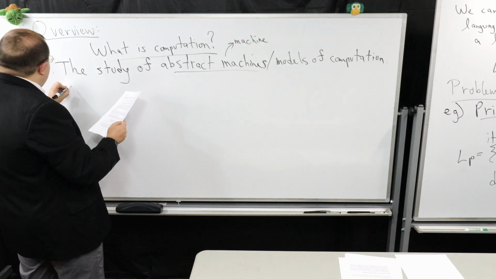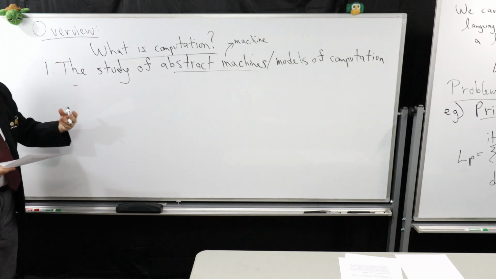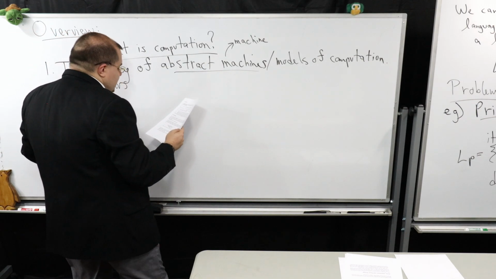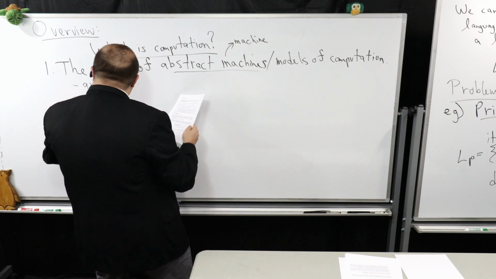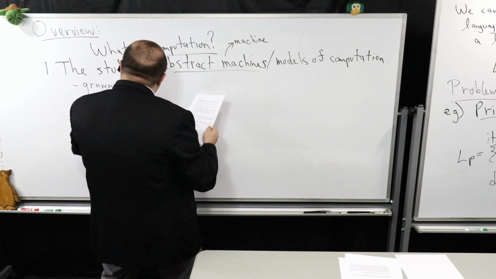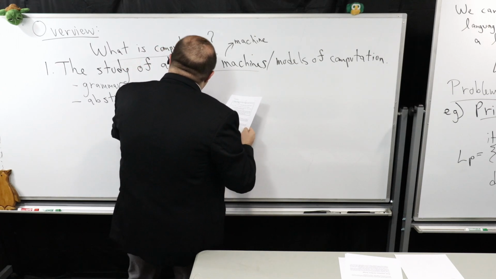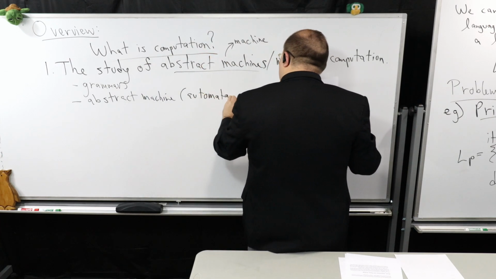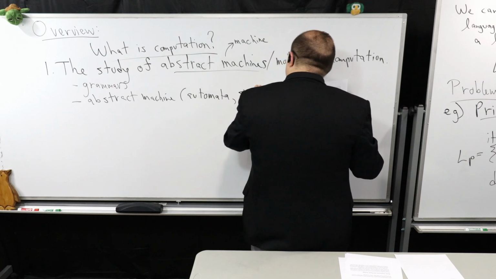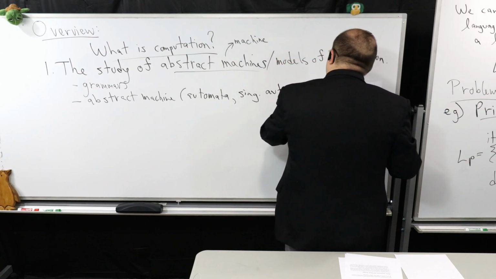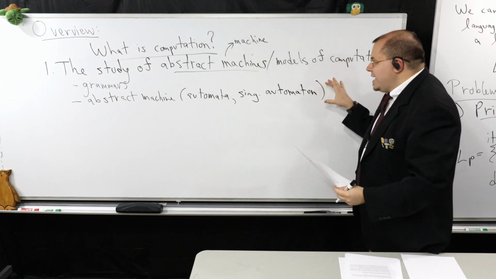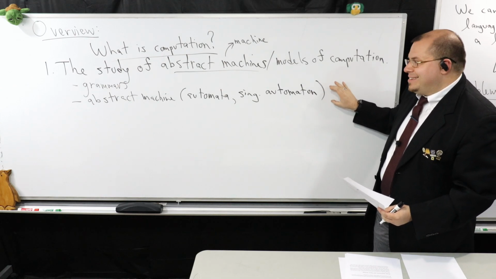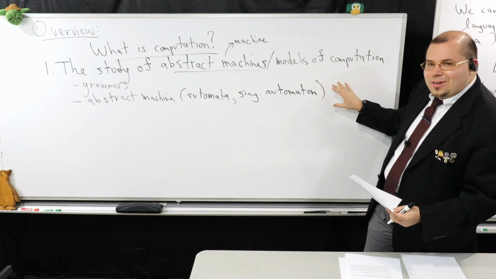So just a couple of examples of types of models we're going to be looking at are so-called grammars. We'll talk about grammars in this class. We'll also talk about these abstract machines, which I'll refer to quite often as automata. Automata is plural, by the way; singular, it's automaton. And the study of these abstract machines is often called automata theory. If you're ever wondering what this is called, it's called automata theory. It's the study of these abstract machines.